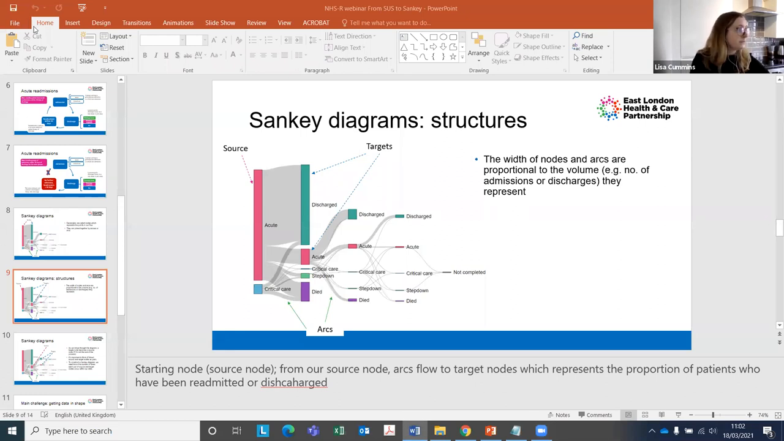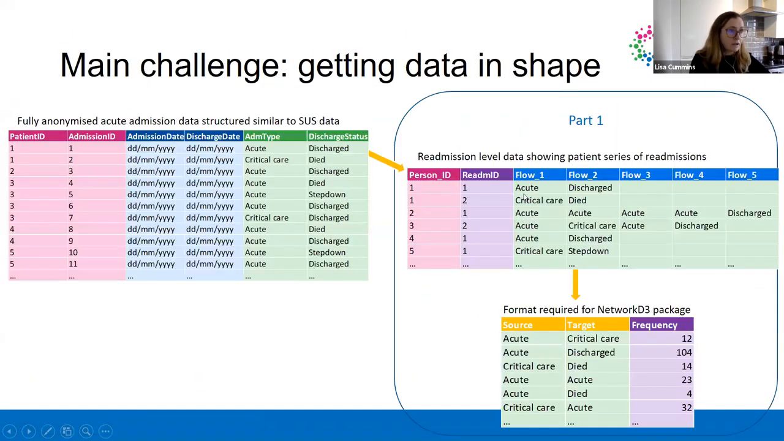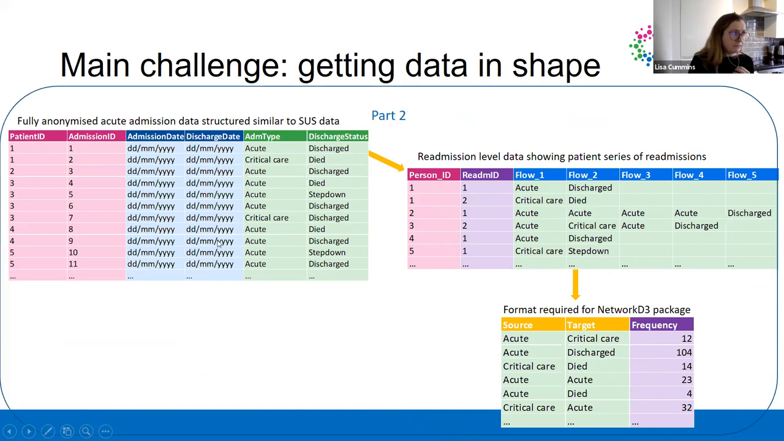So just a bit of a recap. What we did this morning was we transformed our data from that readmission row level data to create our Sankey diagram. But what we're going to do now is go from structured data to this readmission row level data and create a graph as well.